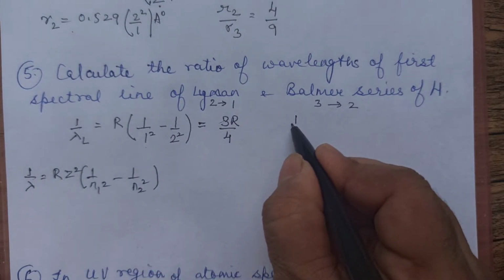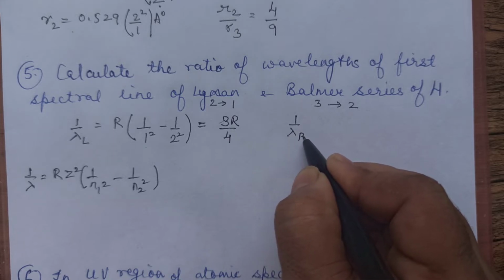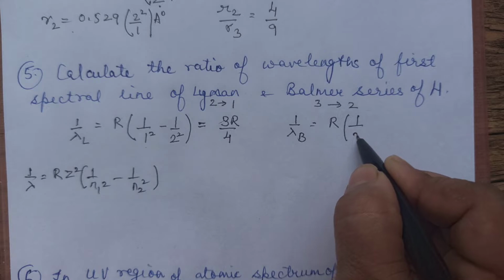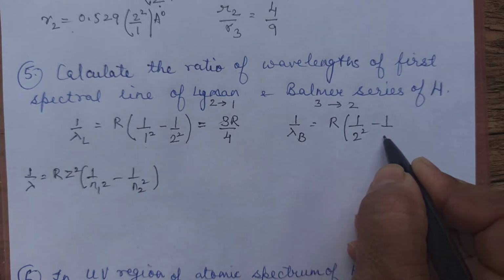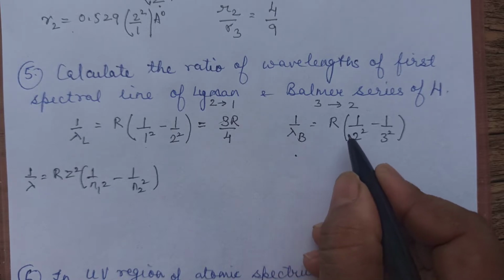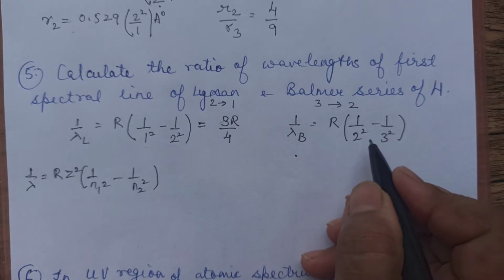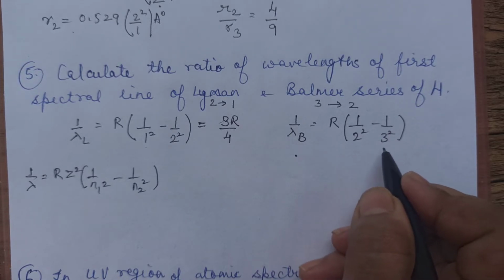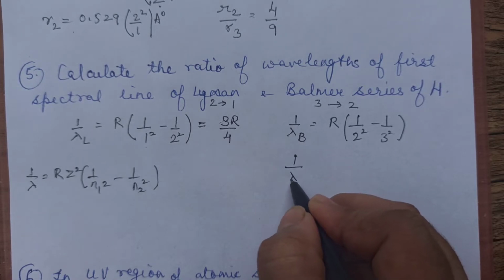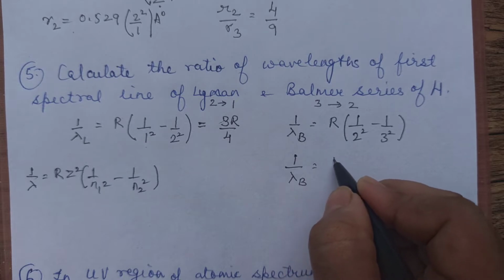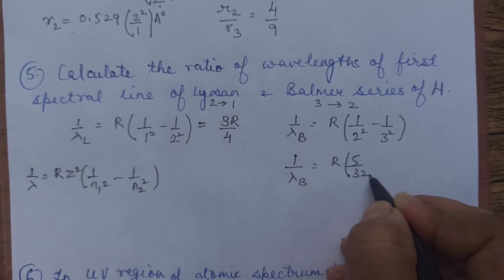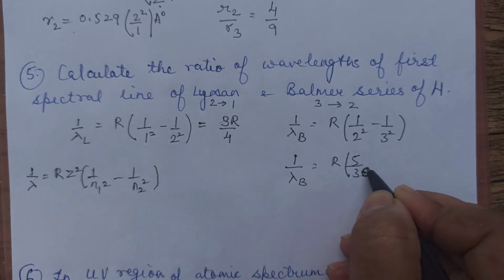Let us calculate for Balmer now. For Balmer I am writing this R into 1 by 2 square minus 1 by 3 square. Okay, now if I solve this, it is 1 by 4 and this is 1 by 9. If I solve at LCM 36, you'll be getting 5 by 36. So here you are having R into 5 by 36.